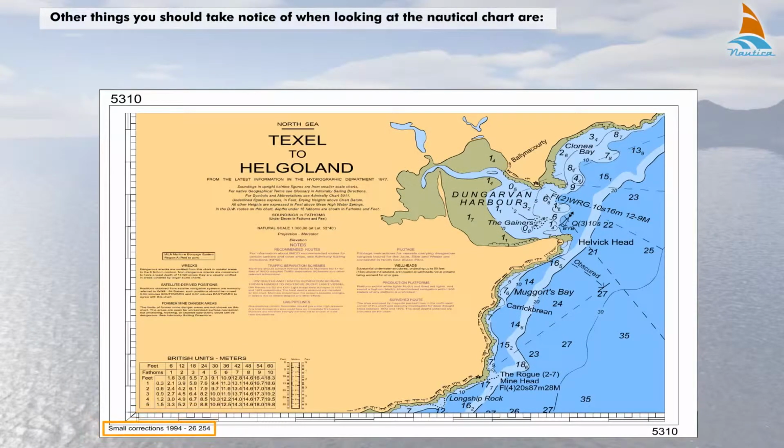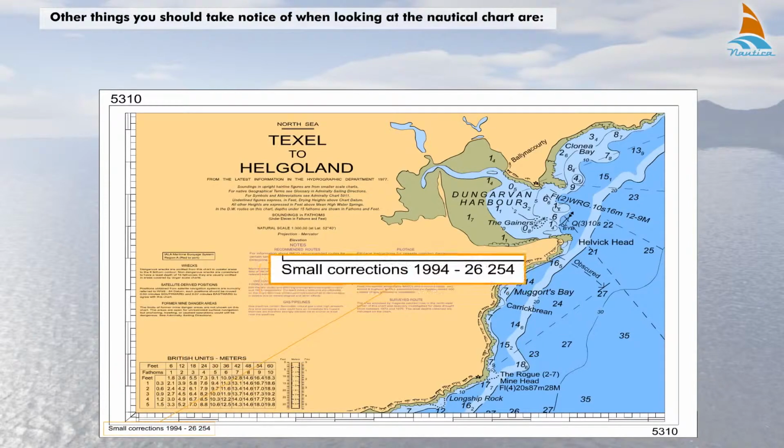Chart corrections and addition. In the bottom left corner of the chart, you'll find the chart corrections by year and number which were applied on the chart. Corrections are published several times a year in the notices to mariners.